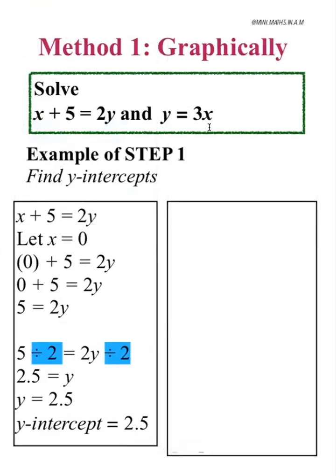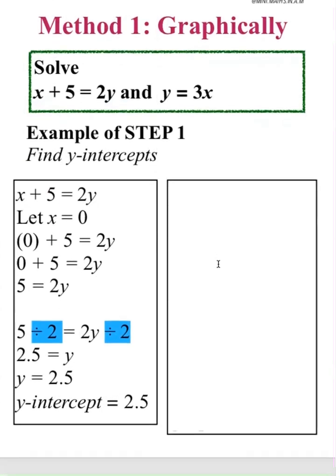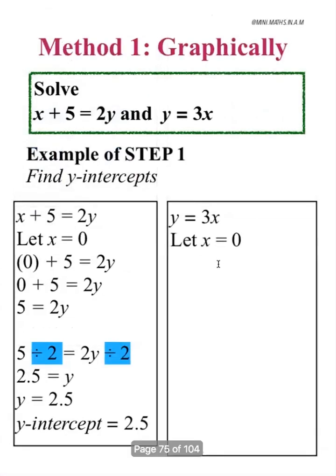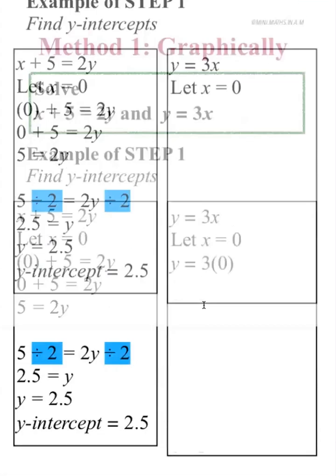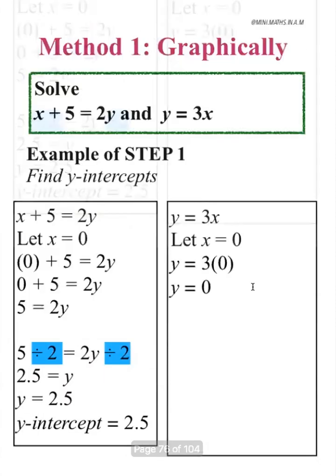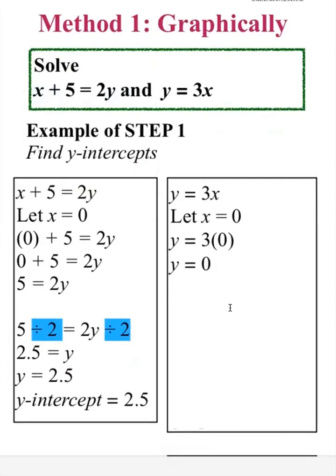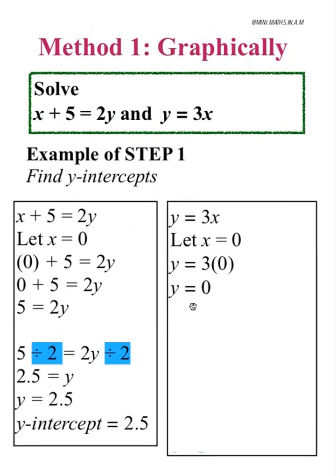Okay, now another line over here. We got y equals 3x. So we start by substituting x equals 0. And that gives us y equals 3 times 0, which gives us y equals 0. So our y-intercept is 0, that's true.